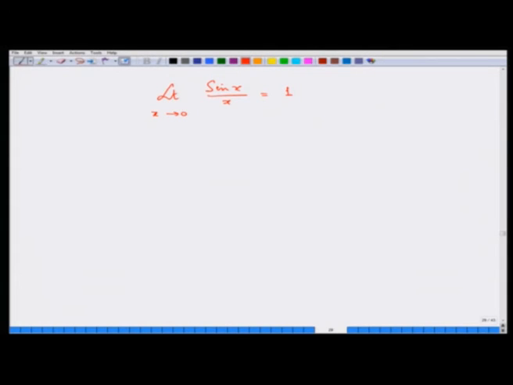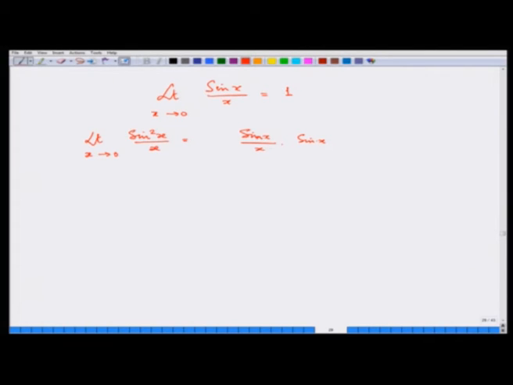In what way is this limit useful? For example, if I ask you to compute the limit of this expression, what will be the answer? It looks very surprising, again it is 0 by 0, but now we can write this as sin x into sin x.